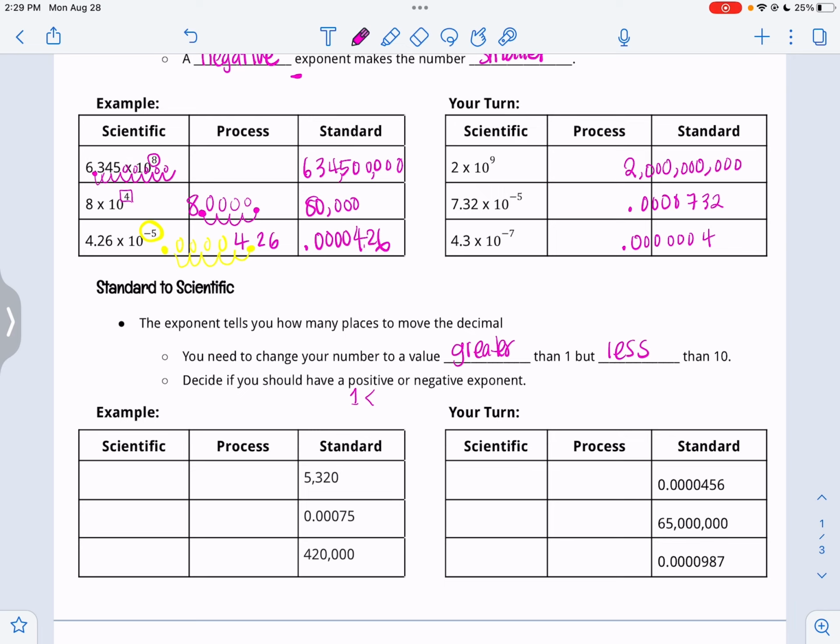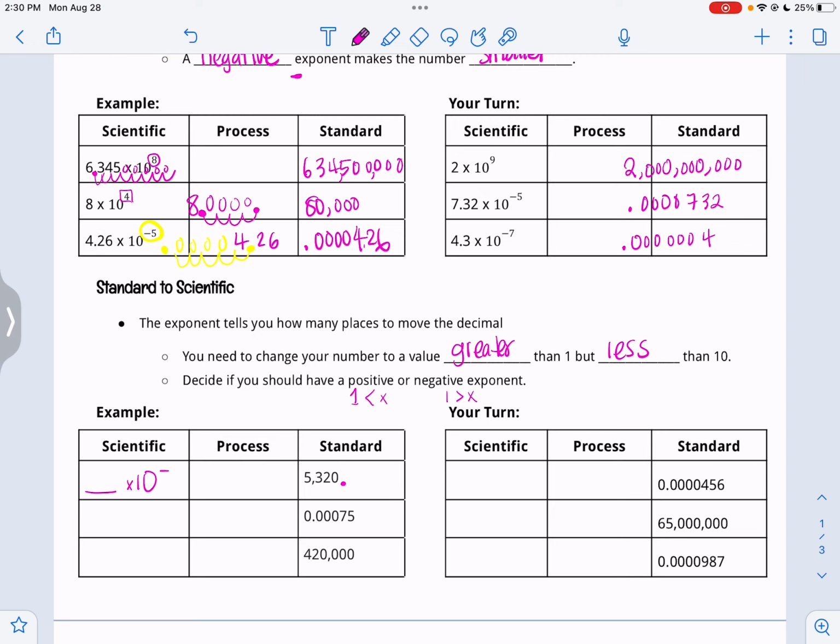Negative exponent if your standard number is less than 1. Okay, here we go. So we have 5,320. Obviously, this number is greater than 1, so we're going to have a positive exponent. Okay, so I'm going to just write out my format here. Okay, so from here, that's where my decimal will be at originally.